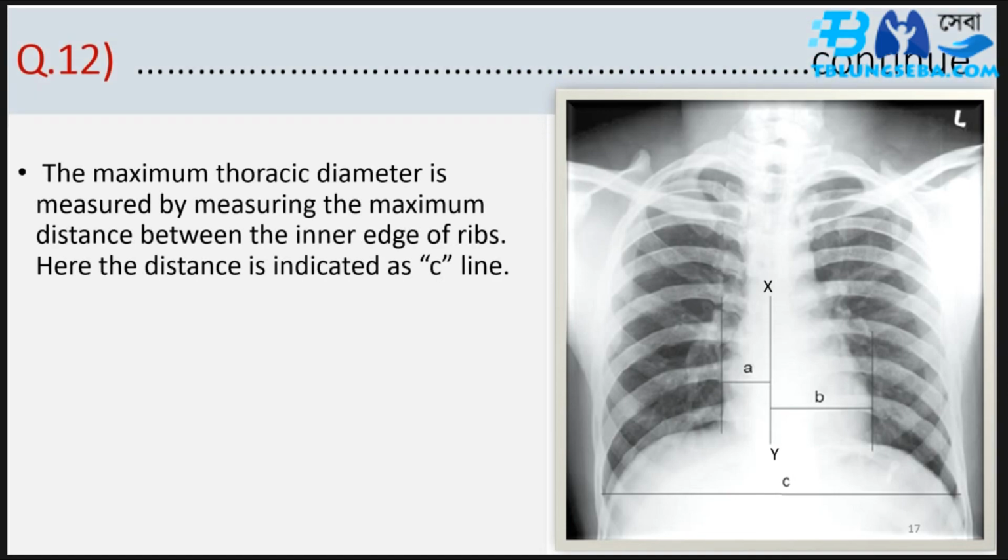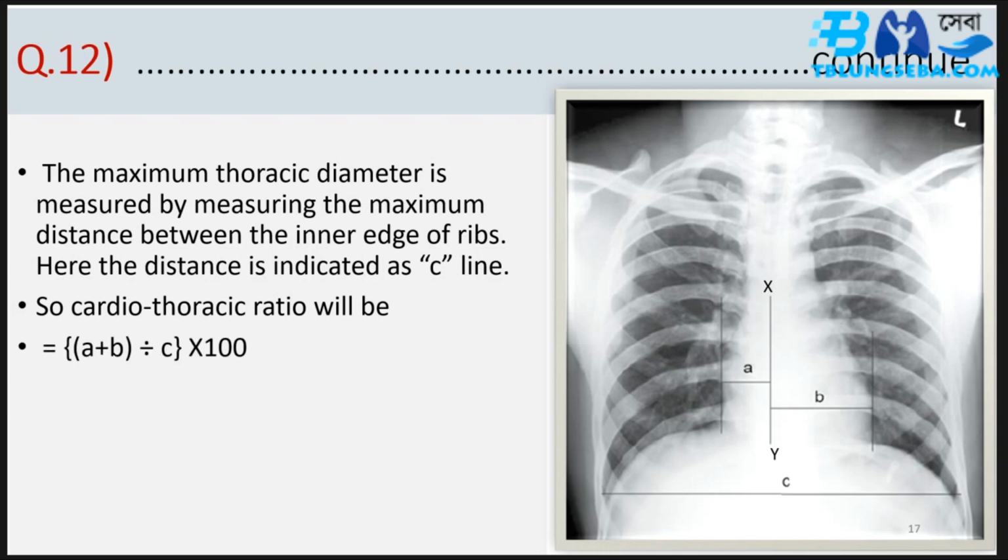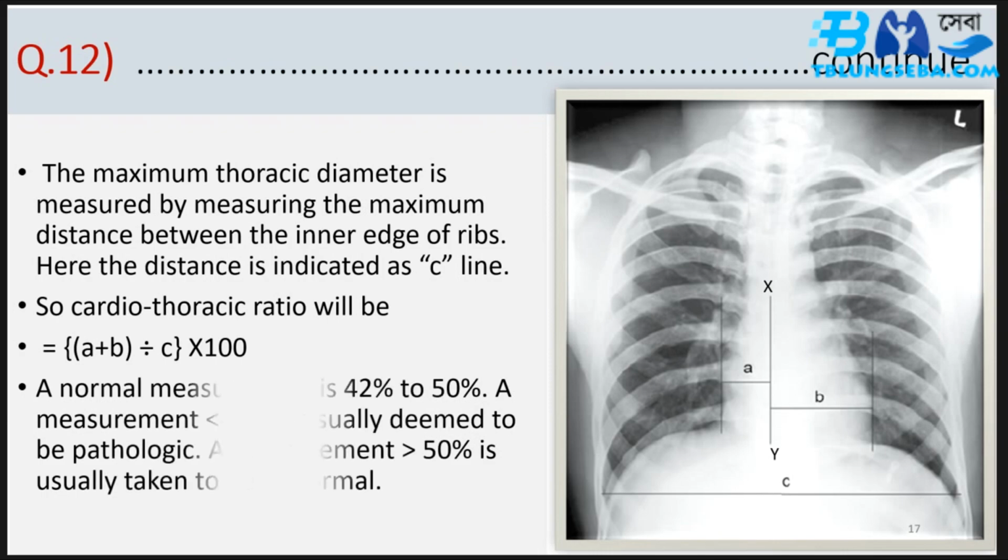Q.12 Continue. The maximum thoracic diameter is measured by measuring the maximum distance between the inner edge of ribs. Here the distance is indicated as C line. So cardiothoracic ratio will be equals [(A plus B) divided by C] multiply 100.